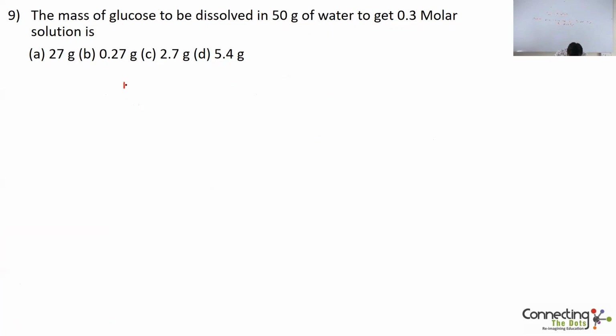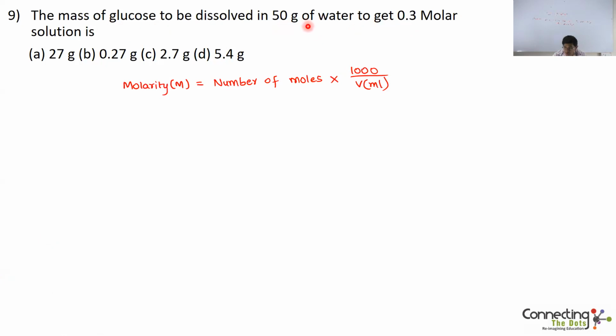So we know the formula. Molarity M is equal to number of moles multiplied by 1000 by V in ml. So molarity is given to us, which is 0.3, and the number of moles of glucose we can find out. And the volume of the solvent is 50 gram.